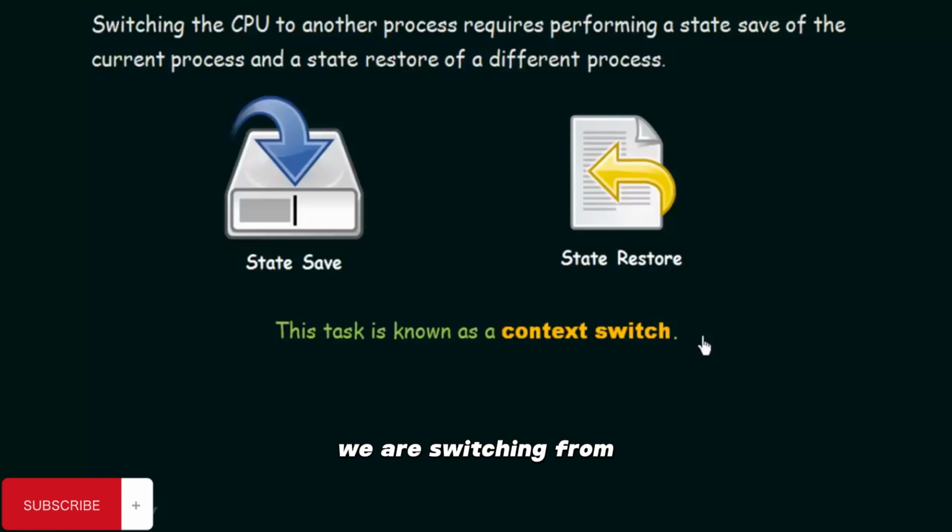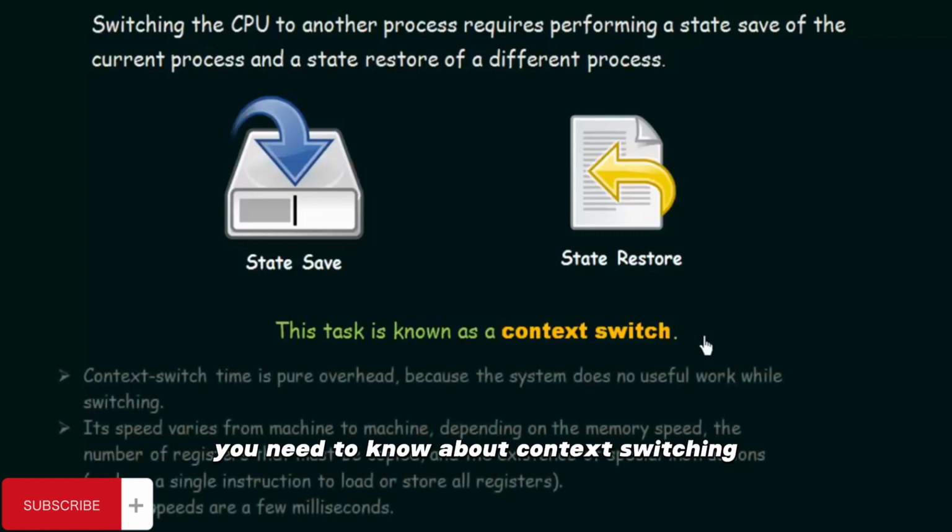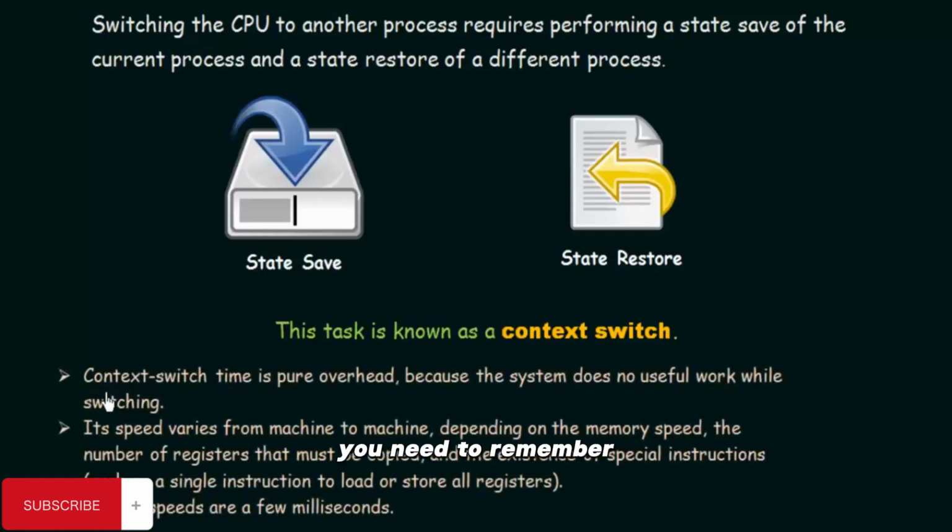We are switching from one process to another process, and then the contexts of these two processes are stored in the CPU. That means one is saved and the other one is restored. So I hope with that you got the idea of context switching. Now, before we end, there are a few more things that you need to know about context switching. These are the points that you need to remember.